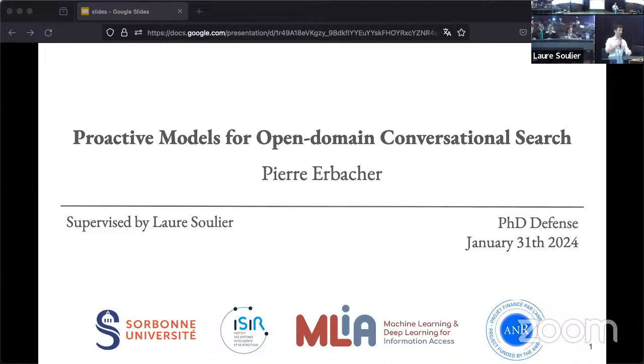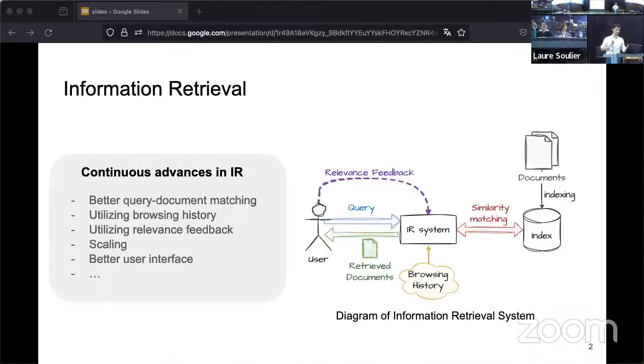Okay, so my presentation will be on proactive models for open domain conversational search, supervised by Laurent Soulier. Okay. So something we all do every day is web browsing.